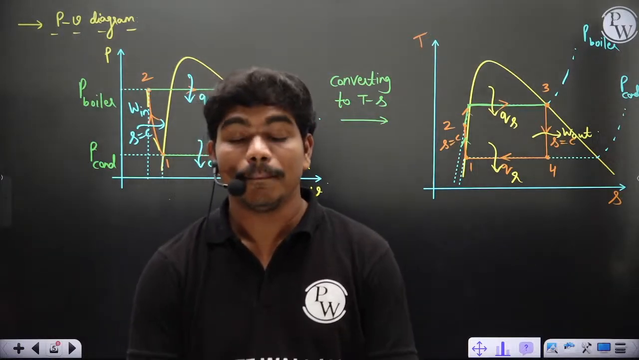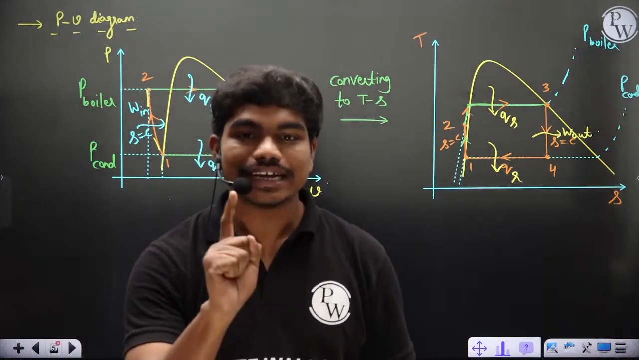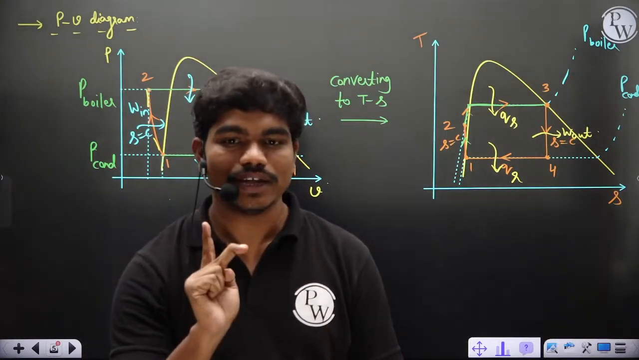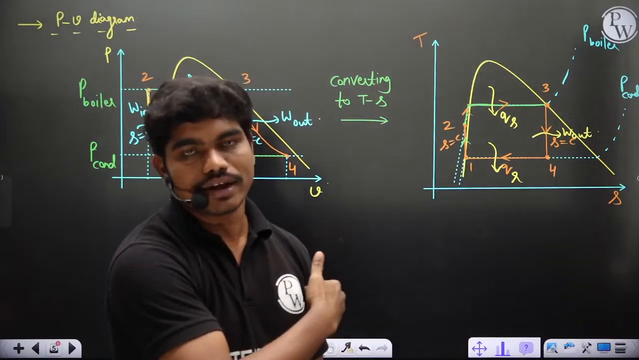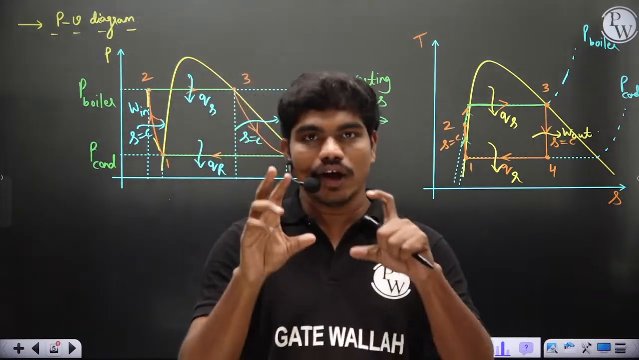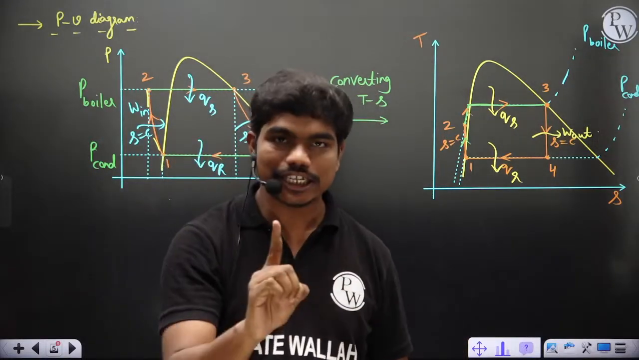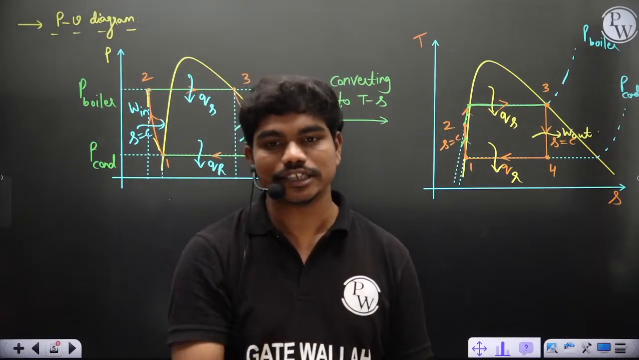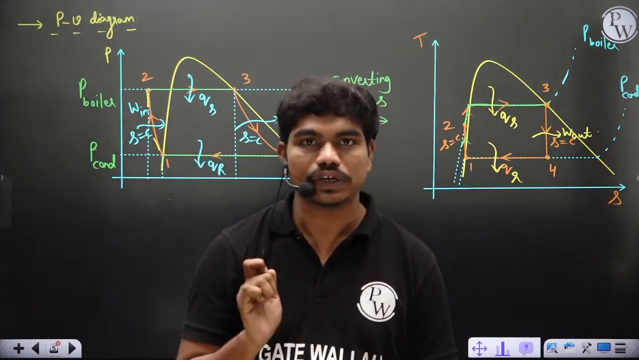But the condition is all those cycles should have constant temperature heat addition and constant temperature heat rejection. It need not be Carnot exactly, but when I talk about gas power cycles, I'll talk about Ericsson, Stirling, these cycles also. All reversible cycles operating between the same temperature limits, such that heat addition and heat rejection are at constant temperatures, will have equal thermal efficiencies. This is what the Carnot corollary is.